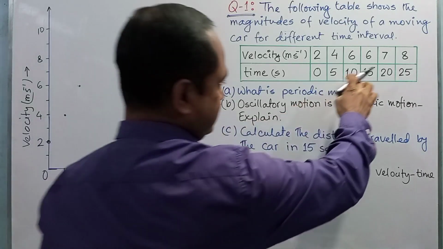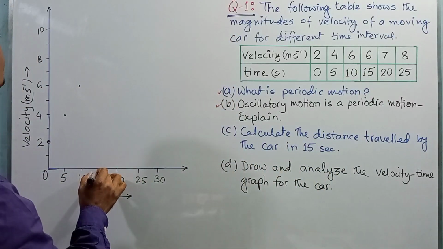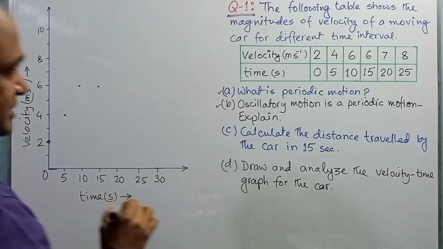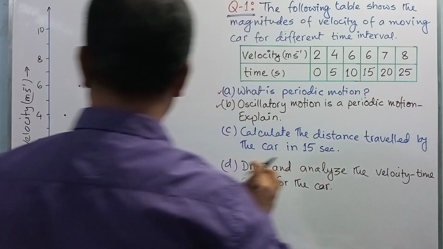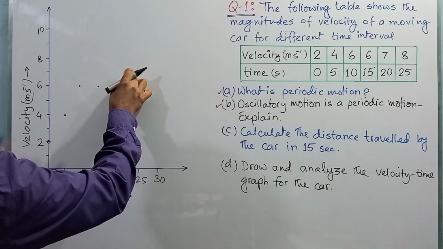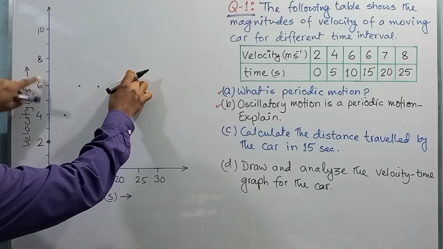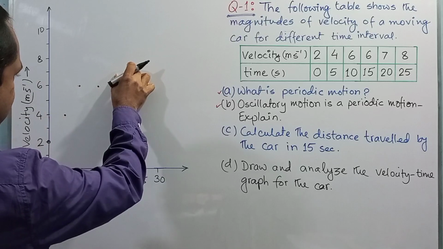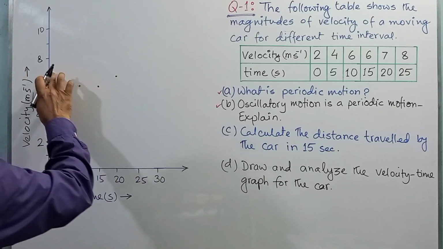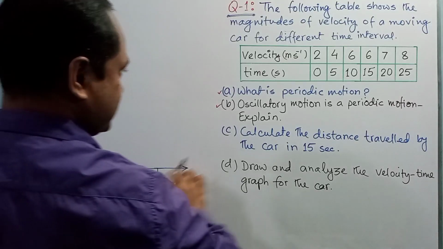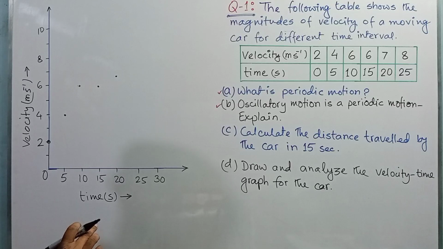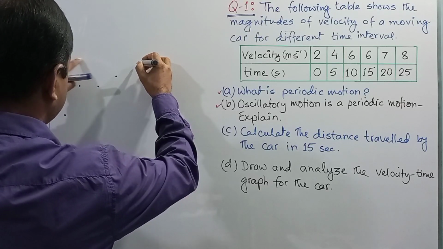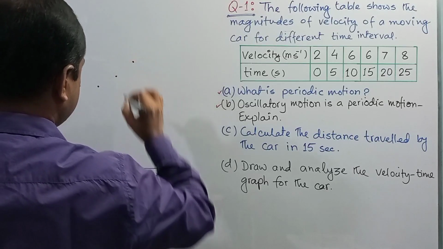Dear student, then when time was 15 seconds, the velocity also was 6. So when the time is 15 seconds, the velocity is also 6 meter per second. When the time is 20 seconds, the velocity was 7. Here the velocity is 6, 7, 8. So we have to place the point in the alignment of 7. But when the time is 25 seconds, the velocity is 8 meter per second. So I think in the level of 8 it is like this.